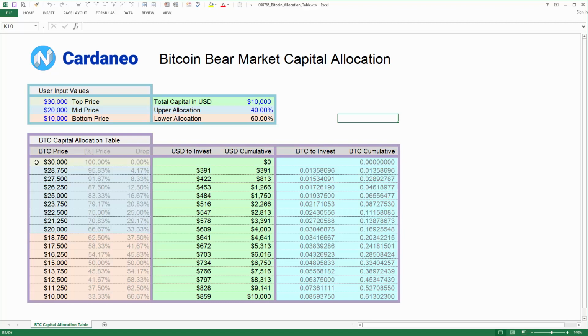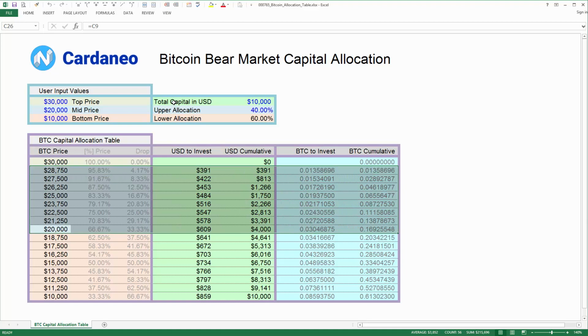envisioned. This capital allocation table will tell you how many US dollars you can invest at a different price for Bitcoin. The top of this table is $30,000, and then I've chosen $20,000 and $10,000 as my mid and the bottom price. So you can pretty much say that I have two ranges here. This is the upper allocation and the lower allocation. So anything between 20 and 30,000 US dollars will be upper allocation.